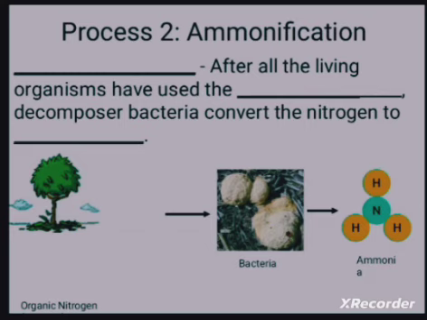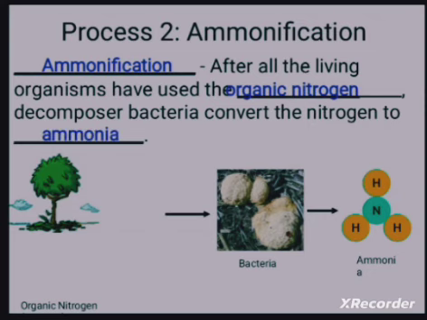The second process of the nitrogen cycle is ammonification. After all the living organisms have used the organic nitrogen, it is decomposed by bacteria, which convert the nitrogen to ammonia. Bacteria play an important role in the decomposition of organic waste. After decomposition we get ammonia.